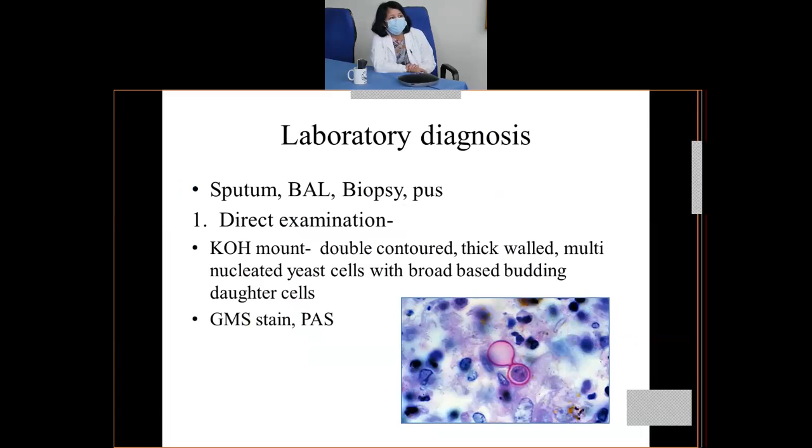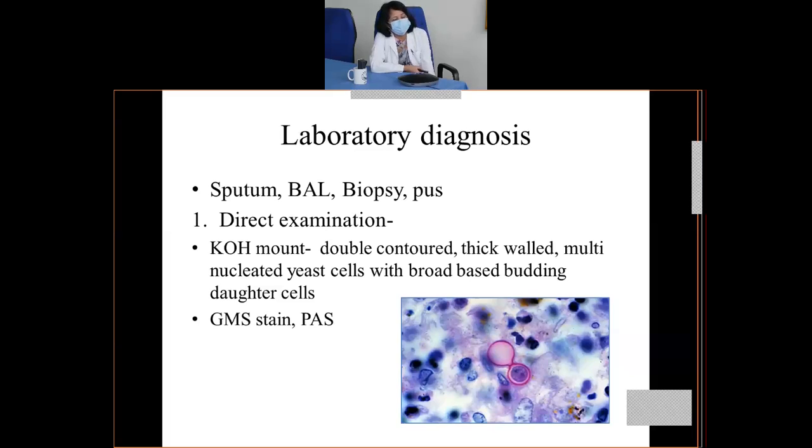So, laboratory diagnosis. Depending on the site of infection, the samples are collected accordingly. For example, if it affects the pulmonary tract with manifestations of lung infection, a sputum sample may be collected, or a bowel sample. And if there's dissemination to other parts of the body, like the joints or even to the skin, biopsy samples may be taken, or even pus samples.